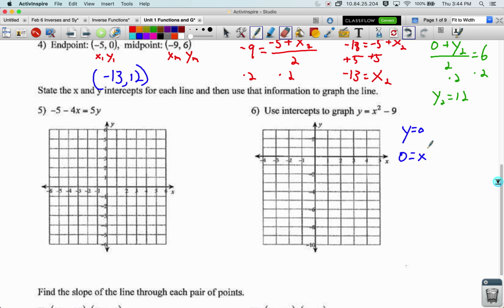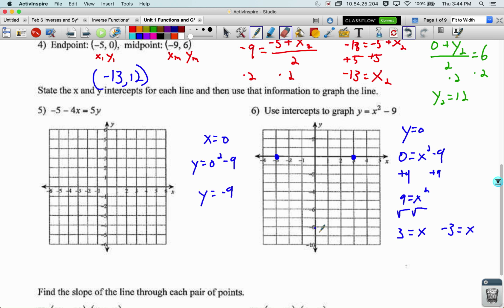So 0 equals x squared minus 9. Add the 9 to both sides. 9 equals x squared, square root. 3 equals x, but the square root of 9 is also negative 3 equals x. I need to include both of these, negative 3 and 3. Now let's plug in a 0, so what happens when x equals 0? Well, y equals 0 squared minus 9, y equals negative 9. That's this point down here. Connect them up into a parabola.